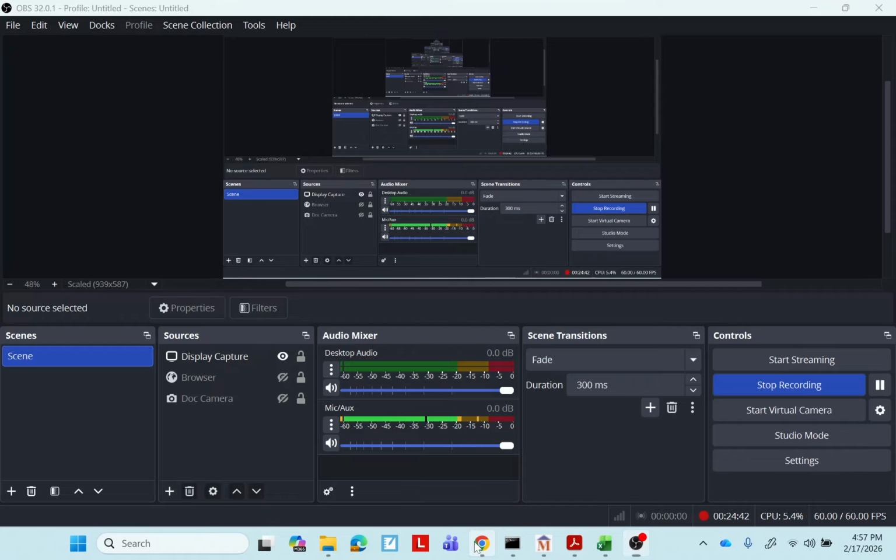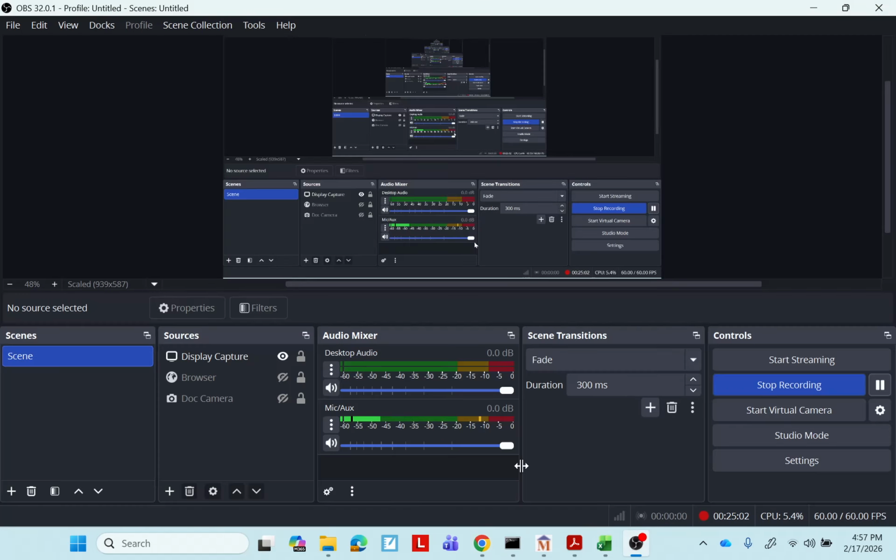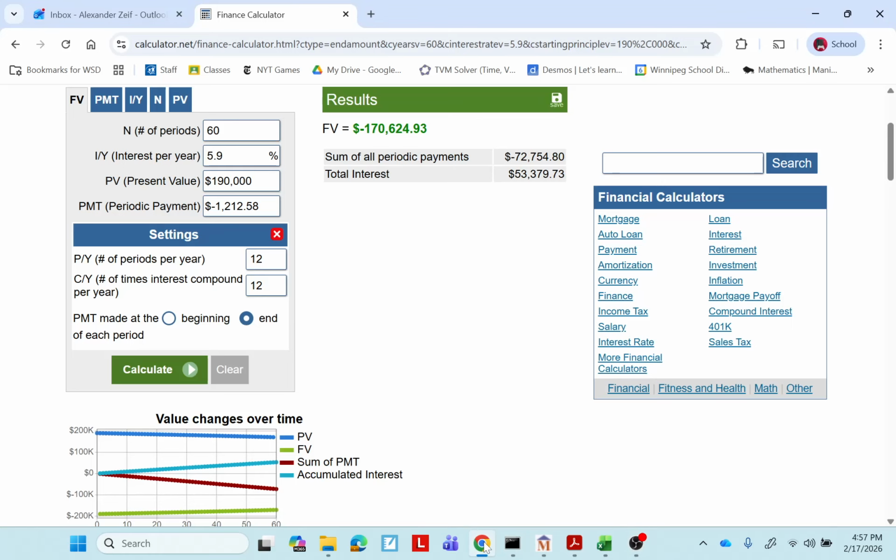So switching back over to the financial calculator, I've updated it now where we are calculating the future value. I've got my payment number here, and everything else is the same except my end number changed to 60. So when we hit calculate, we get a future value of $170,624.93. Sorry, I'm just going to write that down here while I have it open. So my future value is $170,624.93.